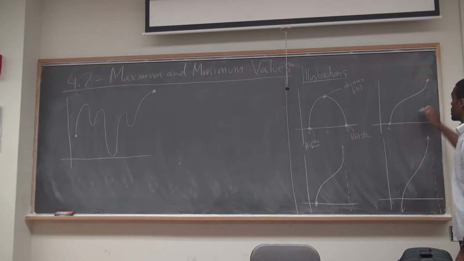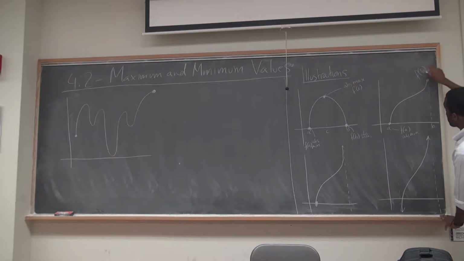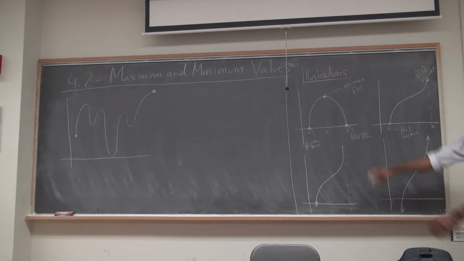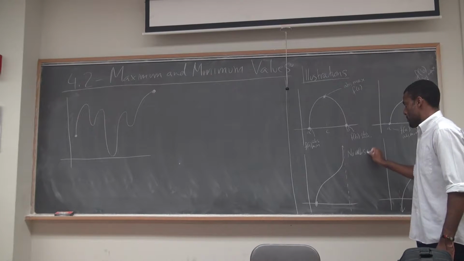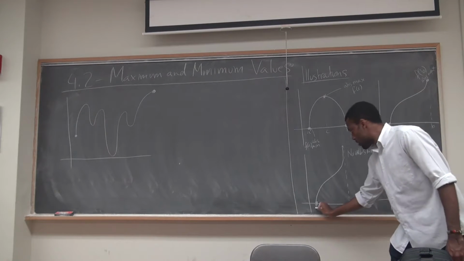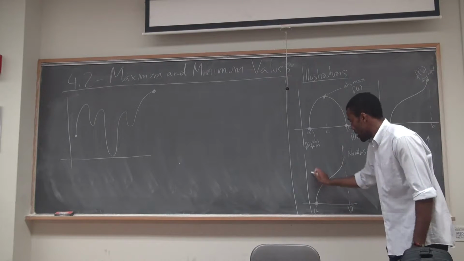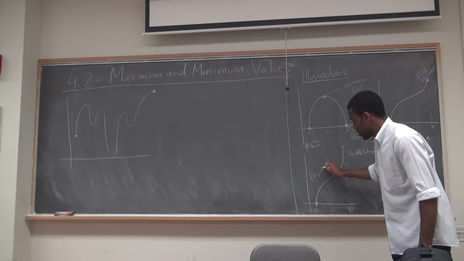So say this is A, and that is B. So f of A would be the absolute minimum. Right, and here, f of B would be the absolute max. Yep. That's not bad. What about this guy? No absolute max, but there's an absolute min. Right. No absolute max. And if I call this A, then f of A is the absolute min.